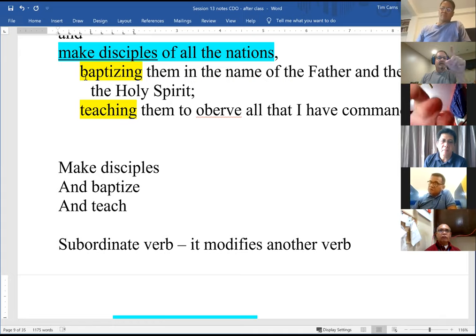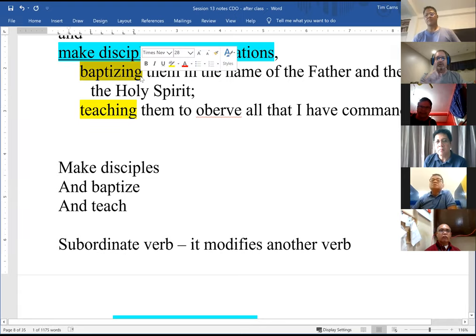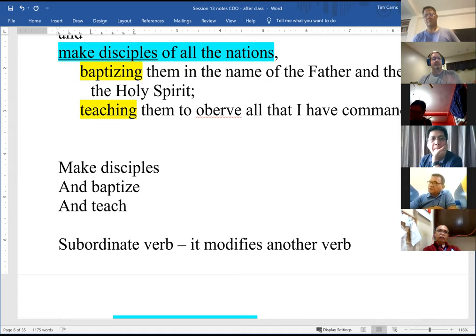He's not saying make disciples one, baptize two, teach three. Those would be three separate commands if he worded it that way. But he didn't. He worded it this way in order to tell us the main command, brothers, is make disciples. The first way you do that is baptizing them. The second way is teaching. Okay? So these baptizing and teaching are subordinate actions in this. They're modifying the main action, which is make disciples.